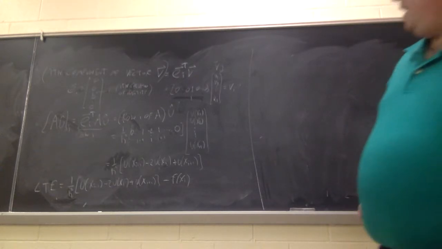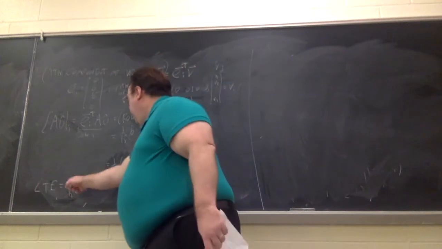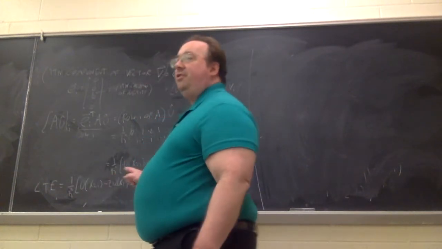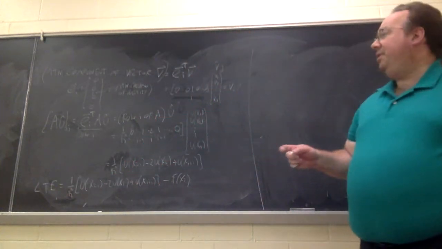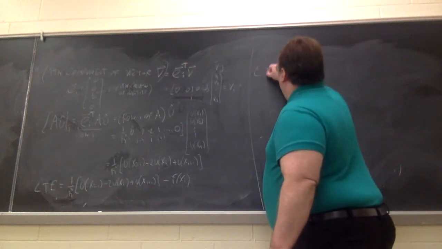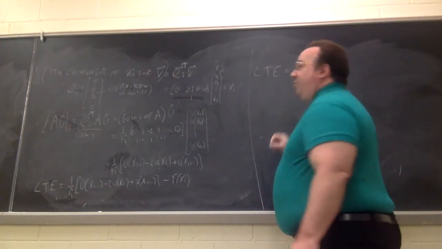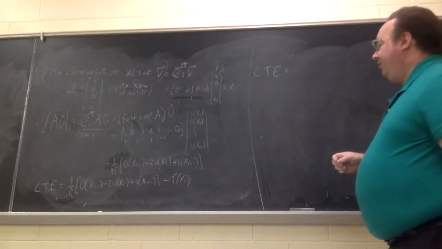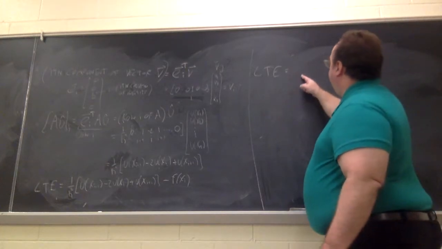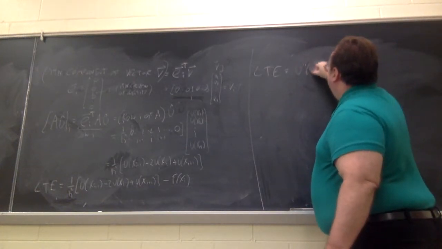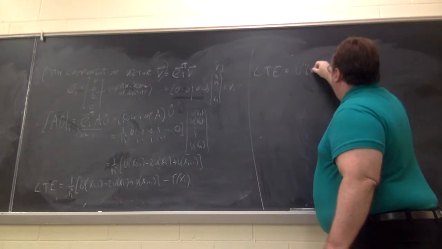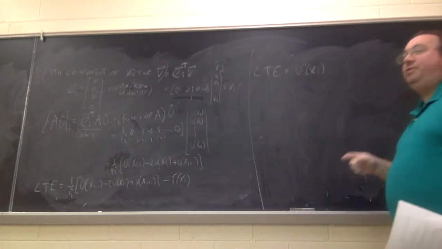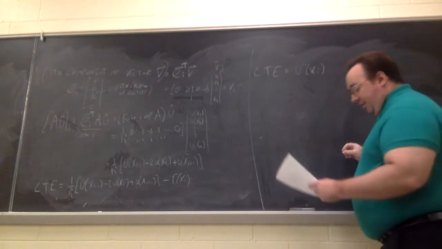Now, this right here is the center difference approximation to u double prime, and we know we have an error formula for it. So this is equal to u double prime at x_i, and then I have to include the error term, the error formula.